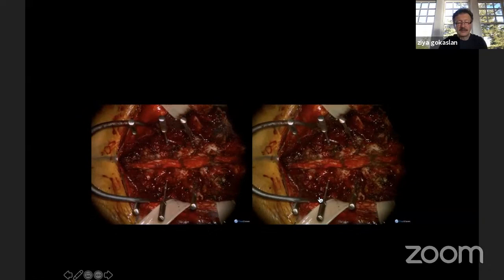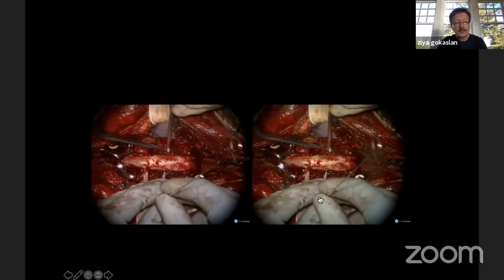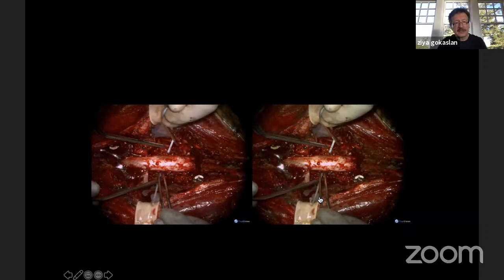And then this operation was done a little bit differently in the sense that we didn't do the laminectomy first, but then the laminectomies are completed. Now the ventral structures are dissected away. You can see the Silastic sheet protecting them. We use the Tomita thread wire saws.